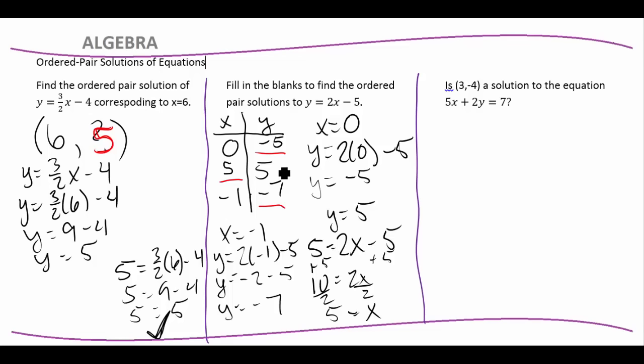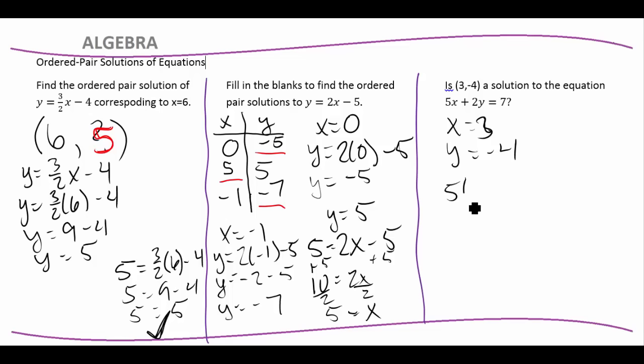So lastly, we're going to look at this last one on the right. Is (3, negative 4) a solution to the equation 5x plus 2y equals 7? So this is saying, does x equals 3 and y equals negative 4 satisfy this equation? So one way to do this is just to substitute x is equal to 3 and y is equal to negative 4 into this and see if it works.